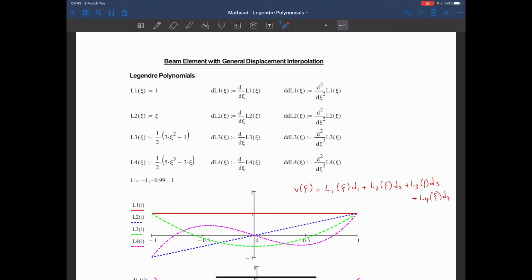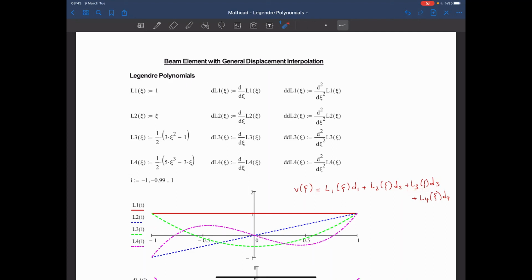Now let's take a look at these Legendre polynomials. L1 is a constant, it's this red one, which represents the rigid body translation of the member. L2 is psi, it's that blue line that represents the rigid body rotation of this member. When we say rigid body, we mean that the beam moves, but we don't see any deformations, any strain in the beam. We will see some translations and rotations at the nodes, but these do not cause any strains or deformations in the beam member.